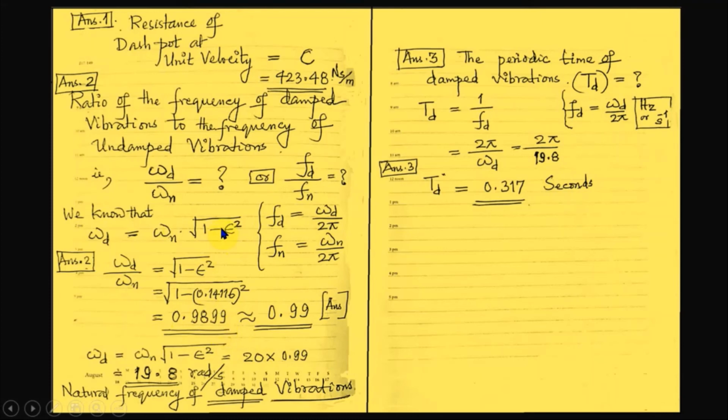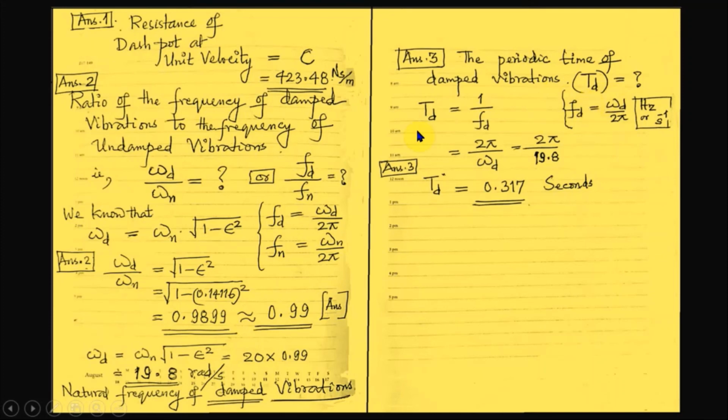So it's very close to 1. Since the damping ratio is very small, omega d and omega n are more or less the same. So omega d in this case will be 0.99 times omega n. Omega n here is 20. What is the value of omega d? Omega d will be 20 into 0.99, that is 19.8 radian per second. Therefore, the natural frequency of damped vibrations, omega d, is equal to 19.8 radian per second. The third item to be found out is the periodic time of damped vibrations, that is Td.